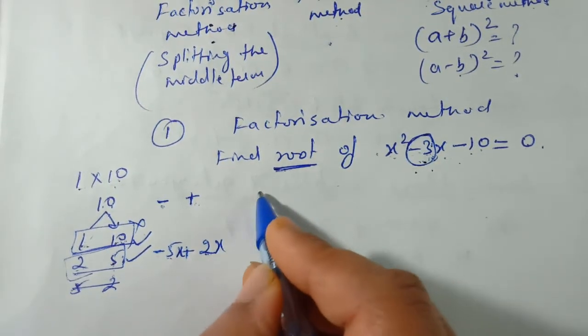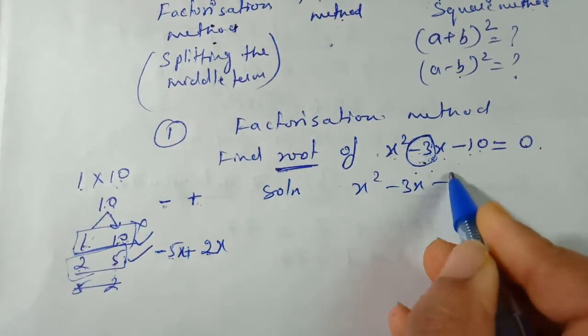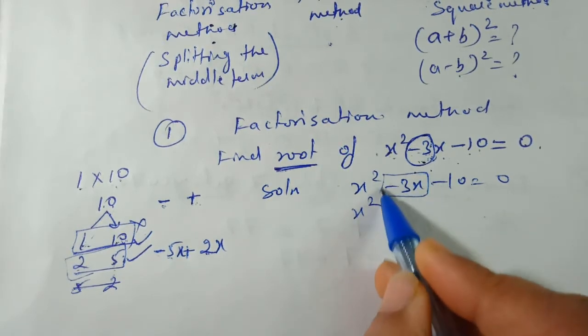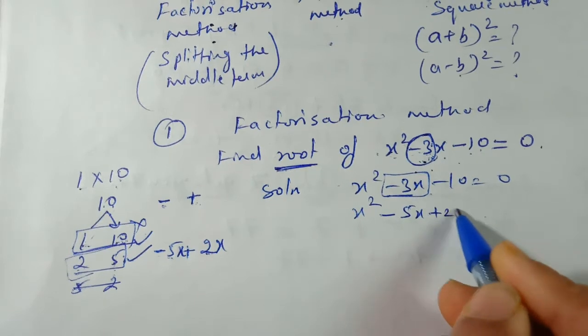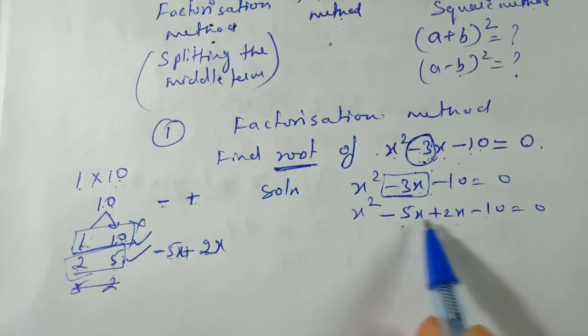So now the solution starts. x square minus 3x minus 10 equal to 0. In place of the middle term we're going to write minus 5x plus 2x minus 10 equal to 0. Now minus 3x is split into two parts.